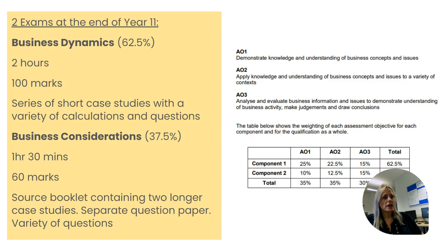So what does the exam structure look like at the end? There are 2 papers at the end of the GCSE business course. One of them has a larger weighting, so 62.5%, and that's a 2-hour paper worth 100 marks. This paper contains quite a number of short case studies with a variety of calculations and questions at the end of each one. Paper 2 has a lower weighting. It's worth 37.5%. It's a slightly shorter paper, 90 minutes, and is worth 60 marks.